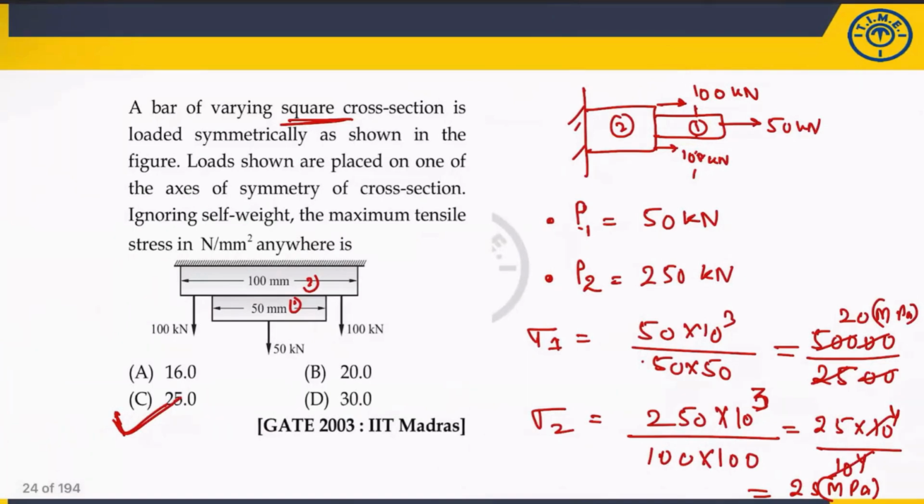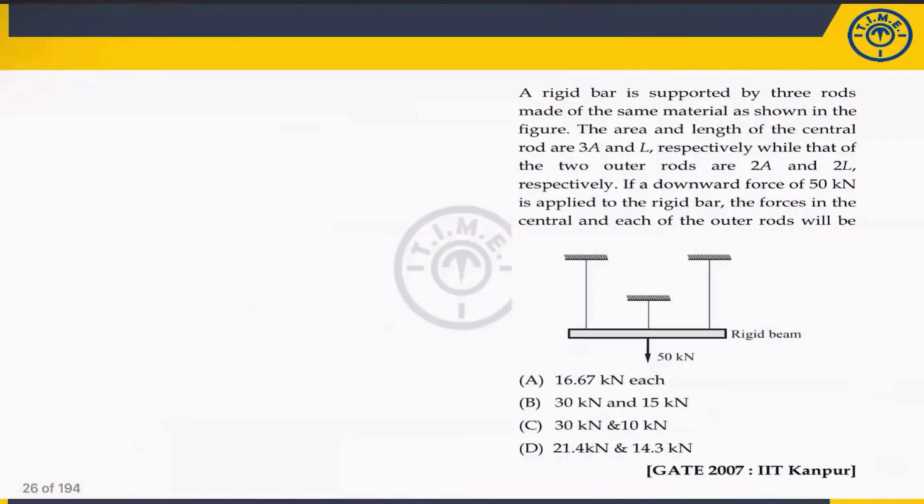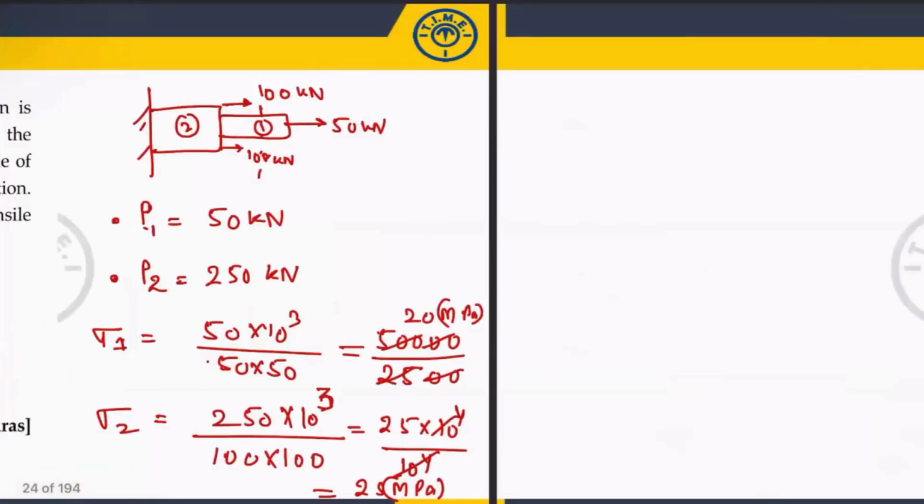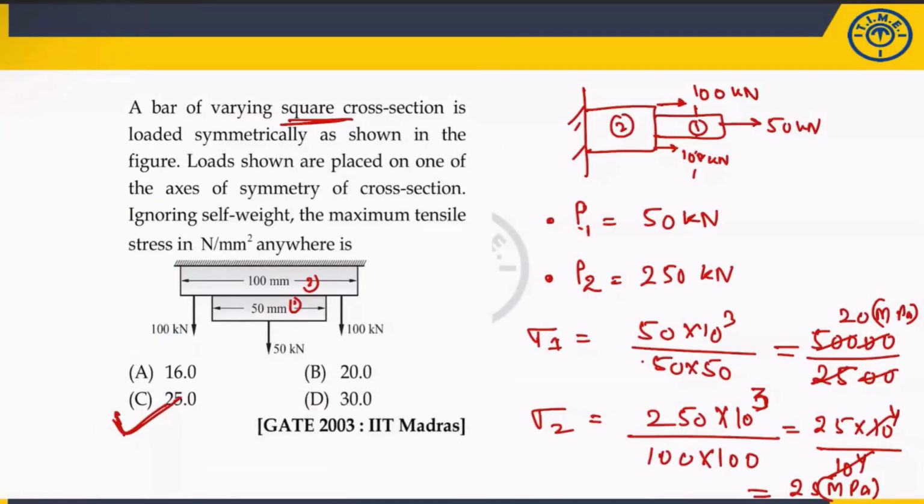Now the next thing is... Excuse me, sir. Yes, tell me. Sir, in this question, the bar is being pointed downwards, sir. Means the forces here are acting downwards, sir. Then we need to take them as negative, sir, instead of positive.